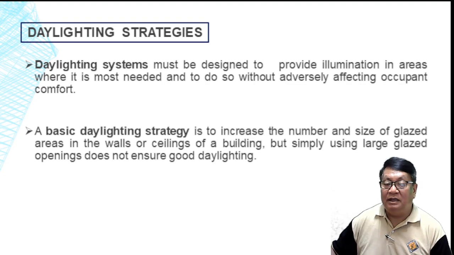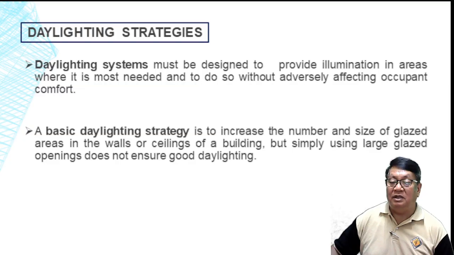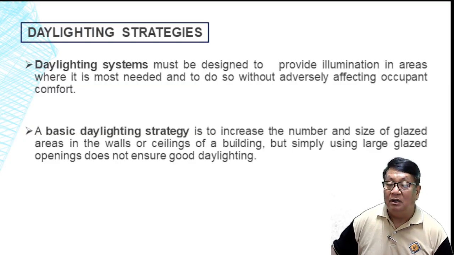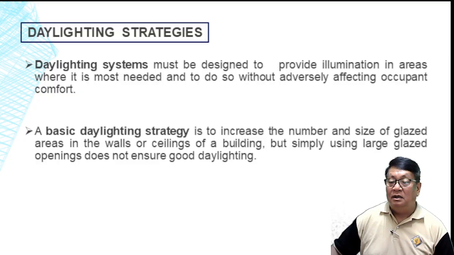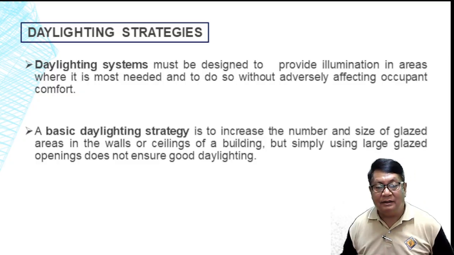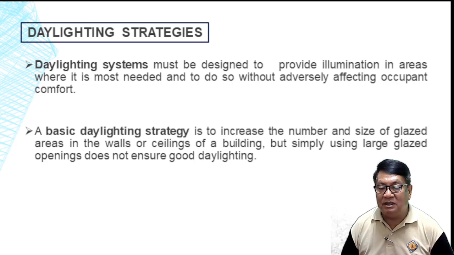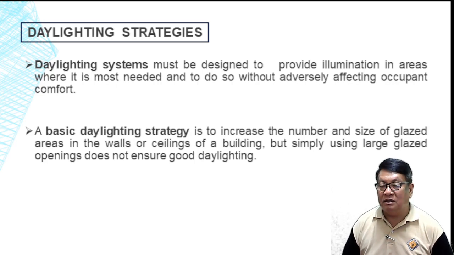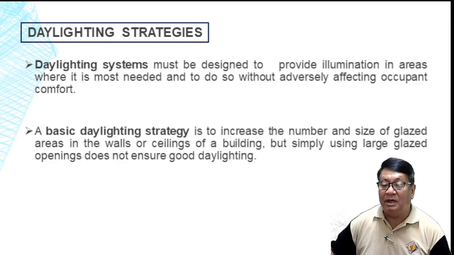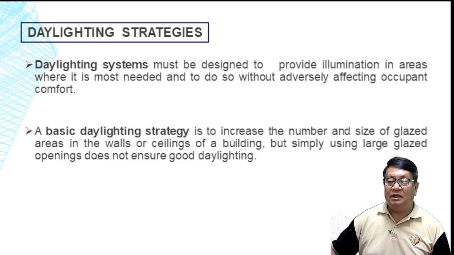So we have these daylighting strategies. Daylighting systems must be engaged to provide illumination for areas where it is most needed, and to do so without adversely affecting the occupant comfort. Okay, the basic daylight strategy is to increase the number and size of glazed areas in the walls or ceilings of a building, but simply using large glazed openings does not ensure good lighting.